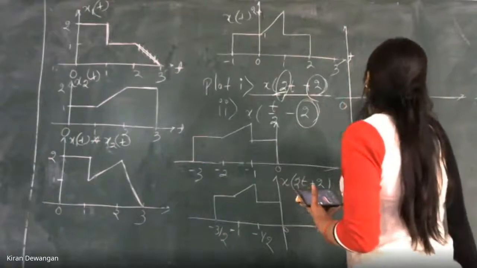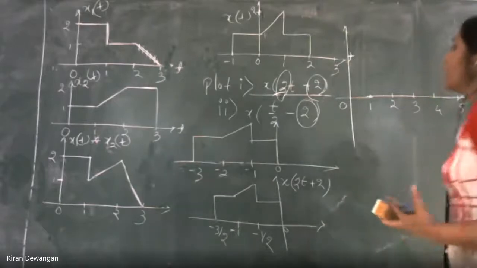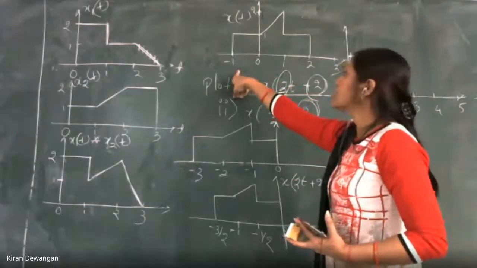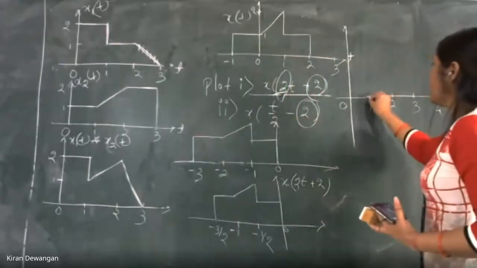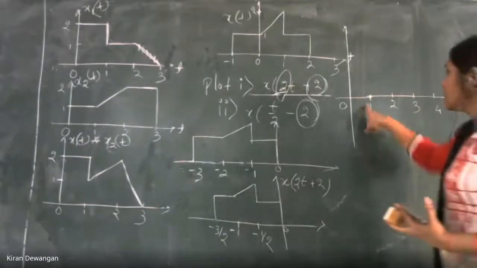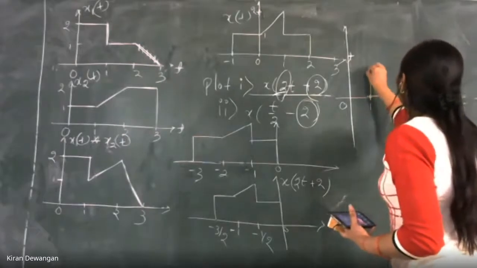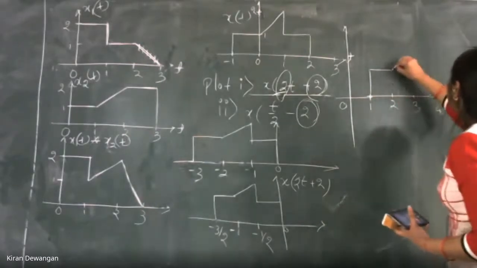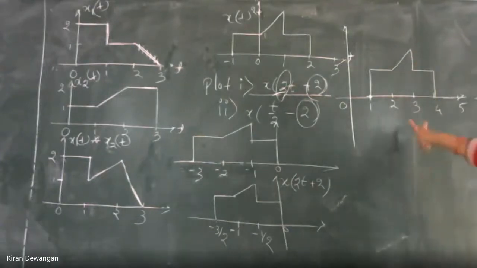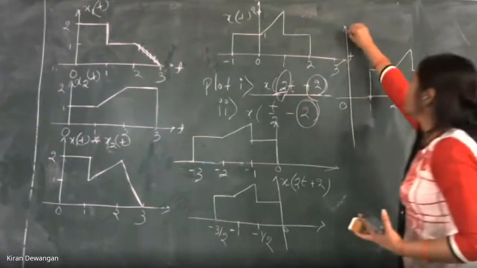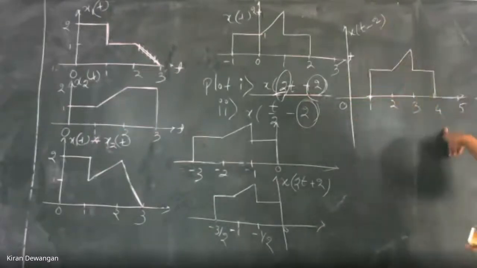This is 0, 1, 2, 3, 4, 5. ये -1 से start हो रहा है. So when we are shifting to right by a factor of 2, so it will start by 1, right? ये 1 से start होगा if we are shifting it to right. So it will be like this. ऐसा होगा कि नहीं? That is, this will be x of t minus 2. ये xt minus 2 हो गया.